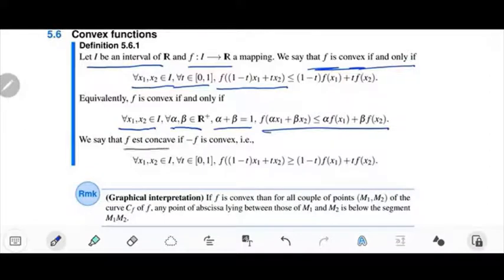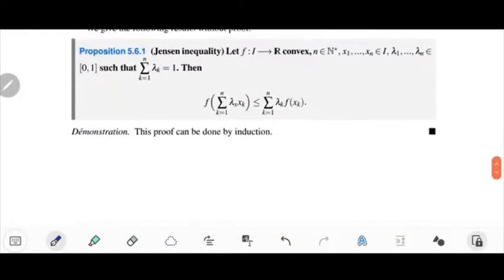And we say that f is concave if minus f is convex, which translates into f of (1 minus t) x1 plus t x2 is greater than (1 minus t) f of x1 plus t f of x2.